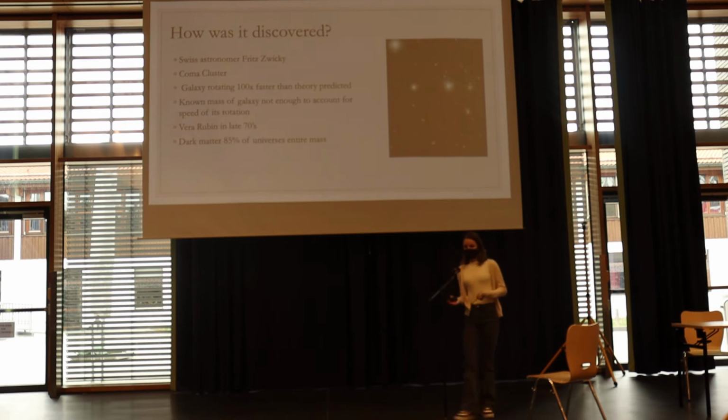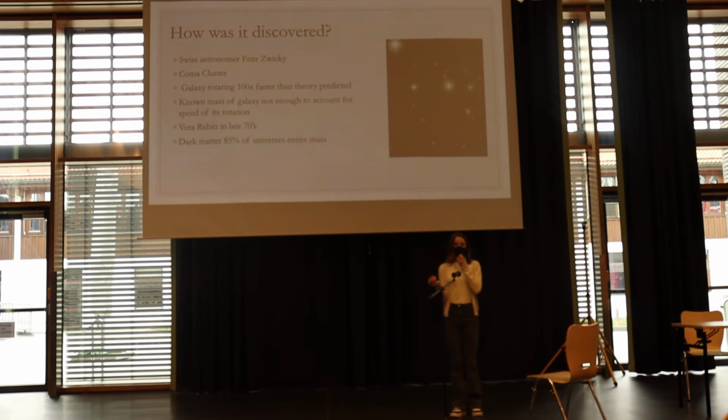Now, what Zwicky found was that the galaxy which he was studying was rotating about 100 times faster than the theory predicted. But the known mass of the galaxy was not enough to account for such fast orbits. In fact, it must have weighed 400 times more than what it actually did, because the gravitational effect of the cluster was too low for such fast orbits.